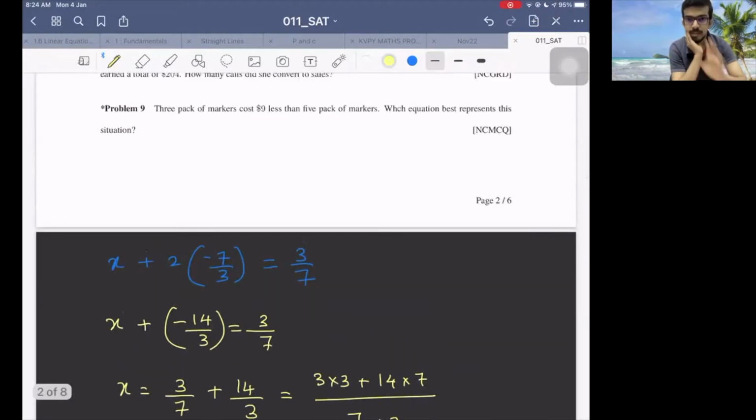Yes, this is easy, right? It's pretty easy, right? Word problems.